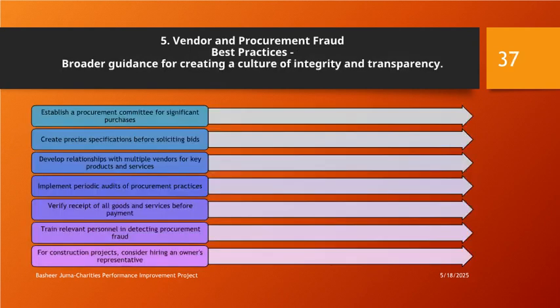Best practices. Establish a procurement committee for significant purchases. Create clear specifications before soliciting bids. Develop relationships with multiple vendors for key products and services. Implement periodic audits of procurement practices. Verify receipt of all goods and services before payment. Train relevant personnel in detecting procurement fraud. For construction projects, consider hiring an owner's representative.